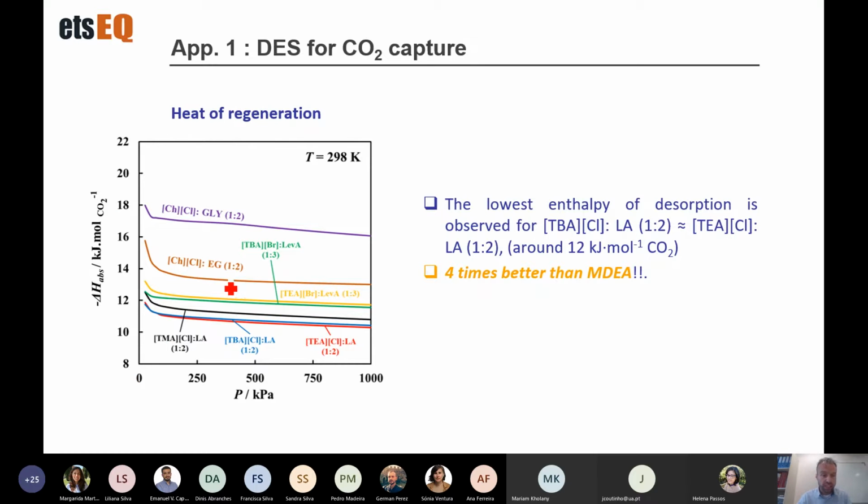And here we are checking the enthalpy of desorption, all of this calculated with SAFT. In this case, we could see that again TBACl lactic acid had the lowest enthalpy of desorption, and all the values were in the range between 12 and 18 kilojoules per mole. This is a prediction again from SAFT, and this is 4 times better than MDEA. So in other words, our capacity of absorption is lower, but our capacity of desorption is higher. So a balance should be struck in this case.